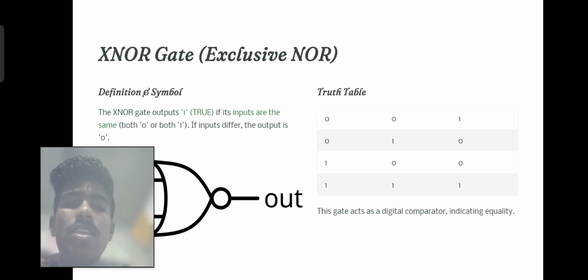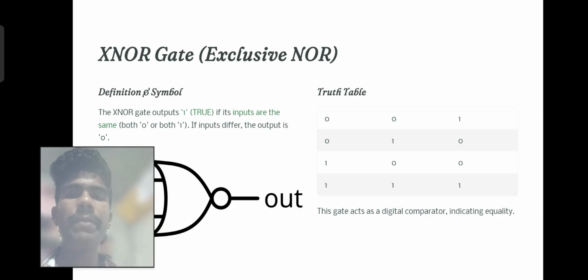If the input variables are represented by A and B and the output variable by X, the expression for the output of the gate is written as X equals A XNOR B, that is equal to A B plus A bar B bar, that is equal to (A XOR B) whole bar, which is equal to (A B bar plus A bar B) whole bar.